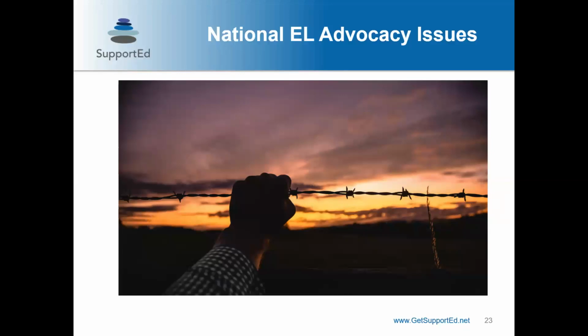How about EL family engagement? That's definitely an area that I see when I work with districts across the country around this topic. And also cultural awareness of ELs and their families.